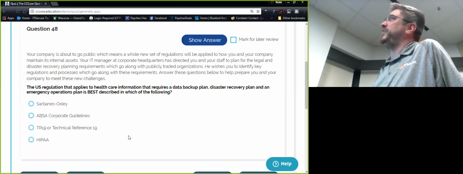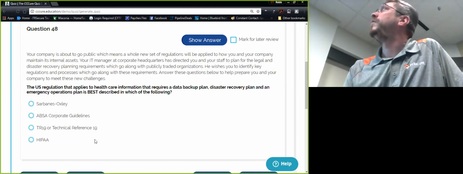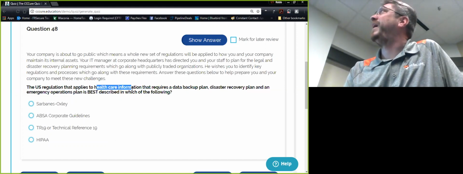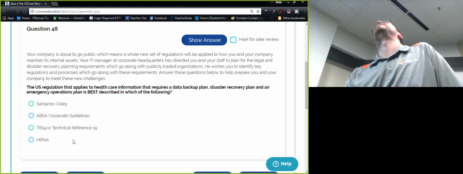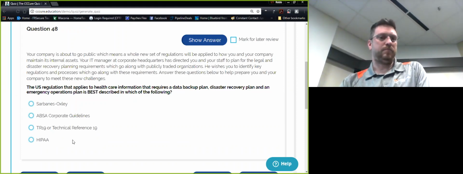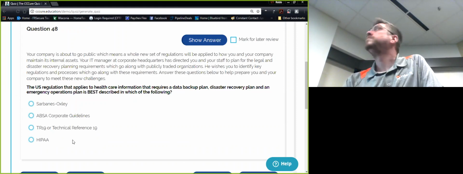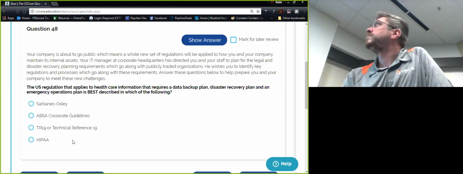Sarbanes-Oxley is not it. Well, Sarbanes-Oxley reflects it's a public company, but when it's got the highlighted healthcare, I think that's what tips you. So even for the data backup and disaster recovery, isn't it HIPAA with the privacy? There's three rules of HIPAA: the privacy rule, the security rule, and the breach notification rule. I think the fact that it says healthcare in there is the tipoff.